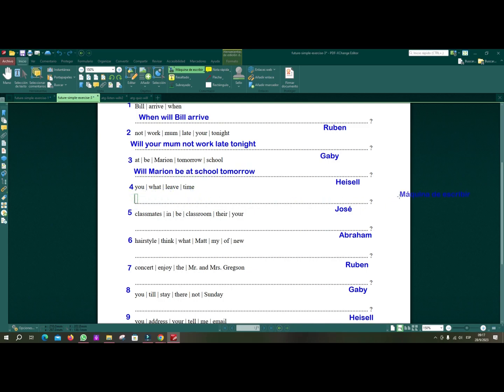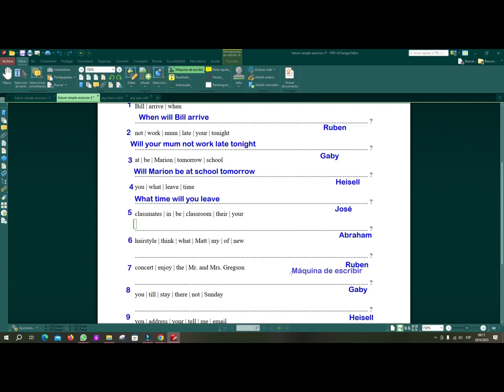Number 4, Hazel. What will take you leave? Just fix it a little bit. So, what time will you leave? That will be. So what time will you leave? Okay, so that will be the question. Nice. Thank you, Hazel. That's great.